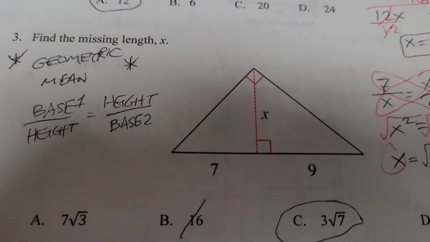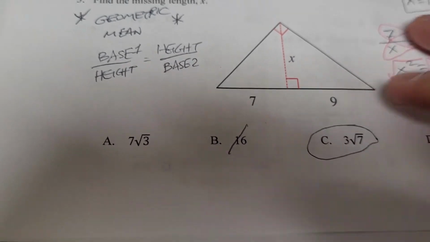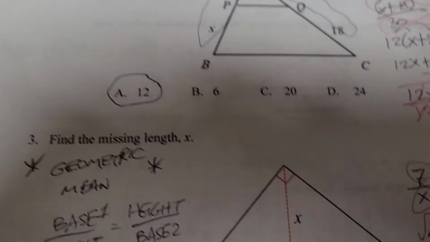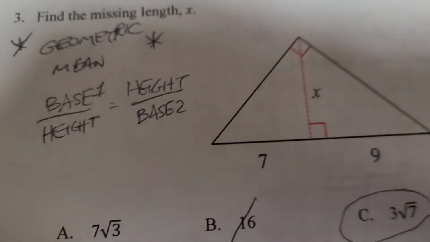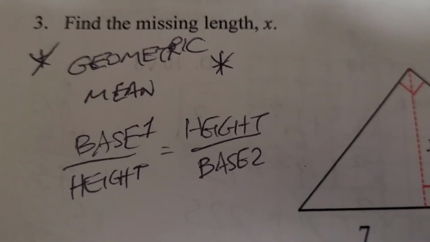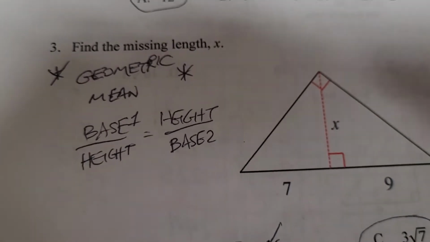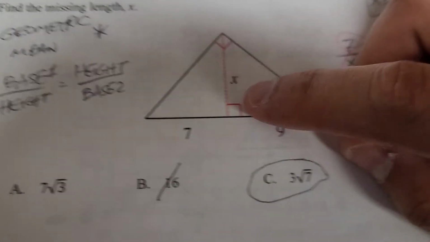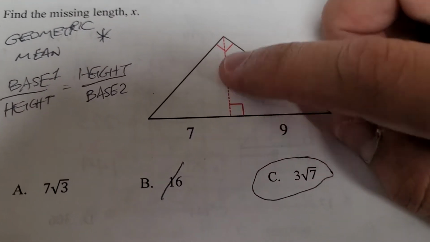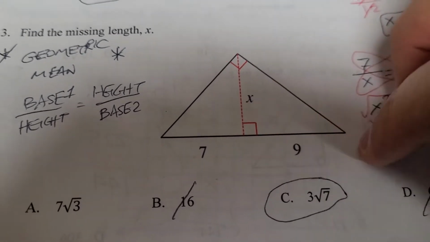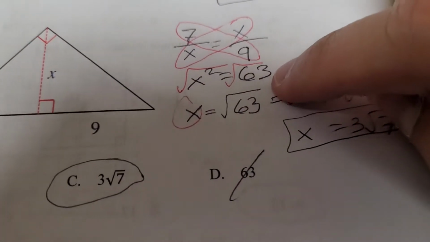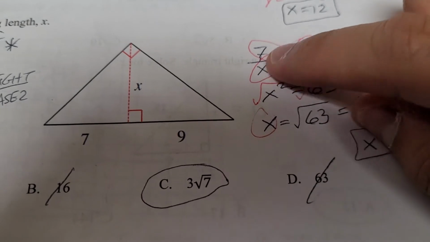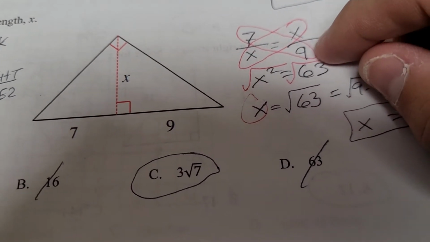Okay, number 3 is going to be a little different because even though you are using a proportion, you're not doing it in the same way. You're going to have to use geometric mean. So remember when we did geometric mean a couple of months ago? For this, you have to go by this formula. You're basically saying base divided by height equals height divided by the other base. So you can set it up like that. Base divided by height equals height divided by the other base.